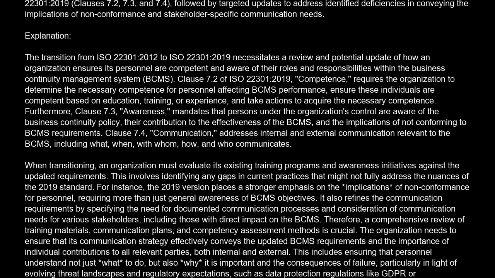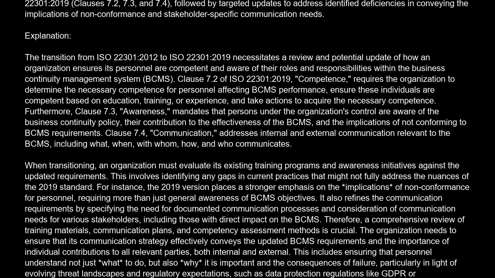Therefore, a comprehensive review of training materials, communication plans, and competency assessment methods is crucial. The organization needs to ensure that its communication strategy effectively conveys the updated BCMS requirements and the importance of individual contributions to all relevant parties, both internal and external.